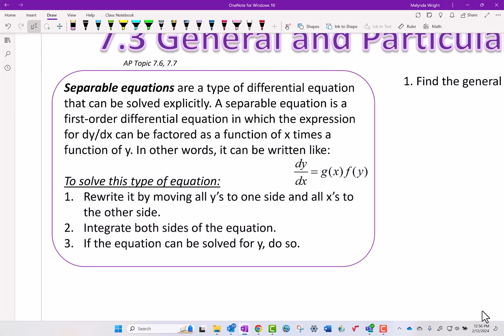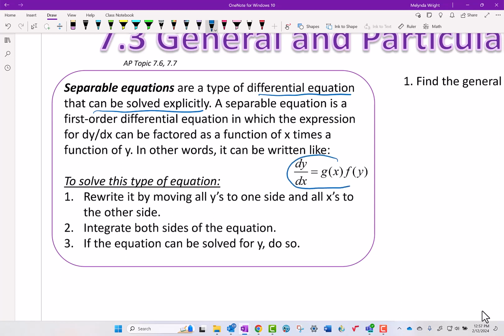So separable equations, that's like a vocabulary word. What are separable equations? That means that they're the kind of differential equation that can be solved explicitly. In other words, we can solve them. Separable means that we can split. So what we do is we split.